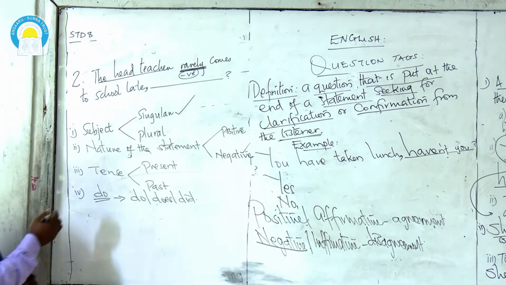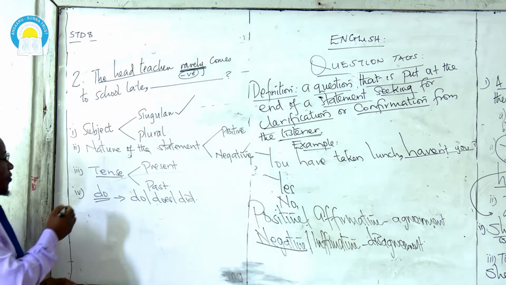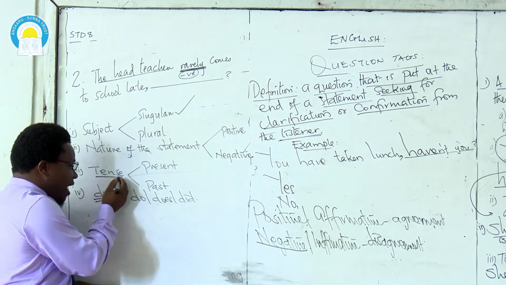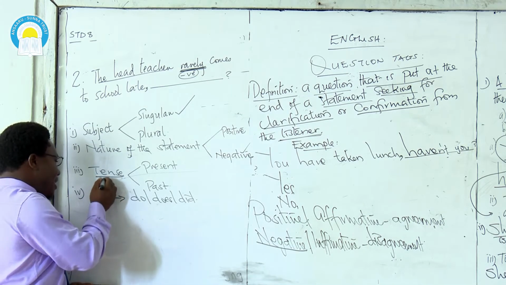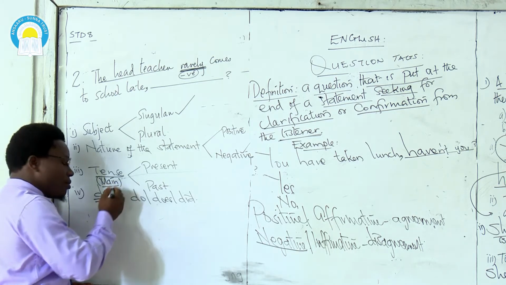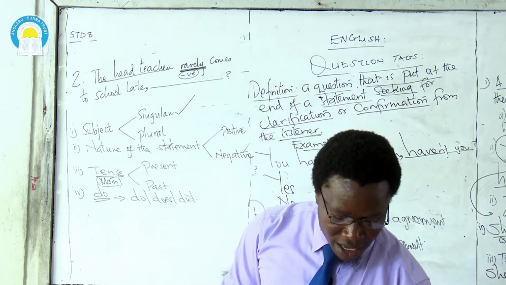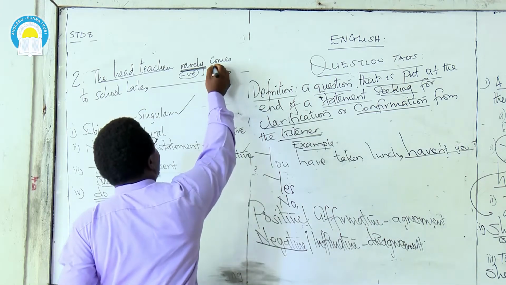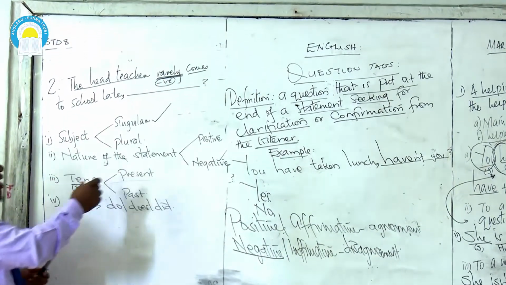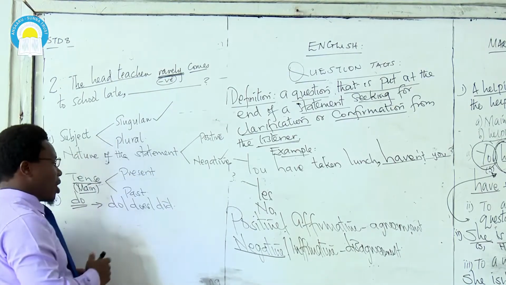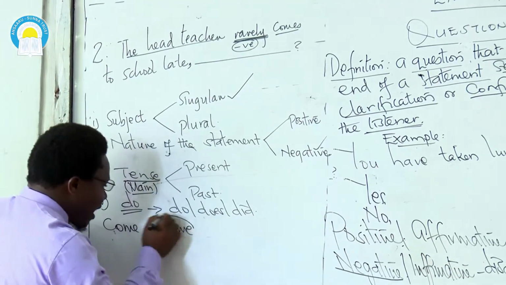Item number 3, find out in which tense is the sentence. And for you to be able to identify the tense of the sentence or statement, please look at the main verb. Look at the main verb. Whereby our main verb here is comes. Comes is in the present tense because the past tense of come is came.